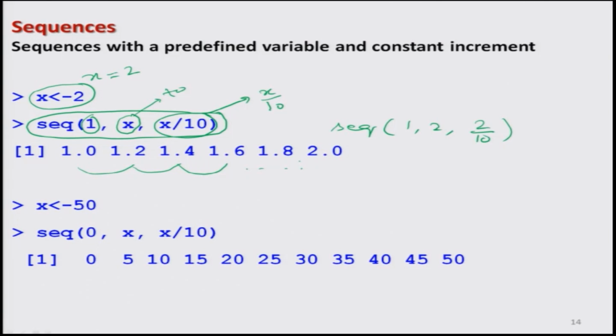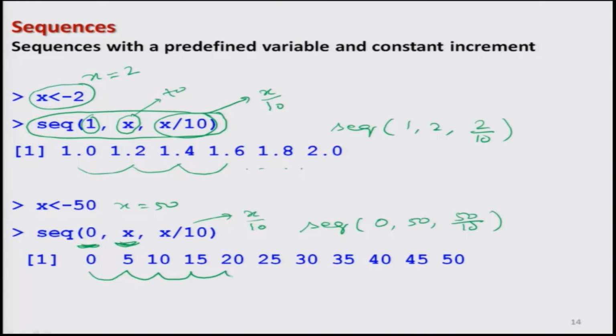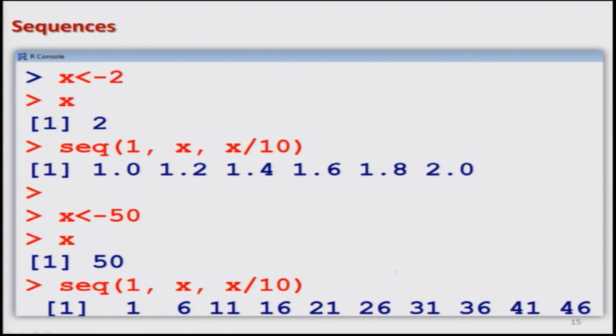Similarly, if I take another value, suppose x equal to 50, and I consider a different sequence starting from 0 and going up to x, with the increment being x upon 10, then I am interested in a sequence which starts from 0 and goes up to 50, and the increment is 50 upon 10, which is 5 units. So, you can see I am getting the sequence 0, 5, 10, 15, 20, 25 and so on, right. And here is a screenshot of the same operation, you can see over here.